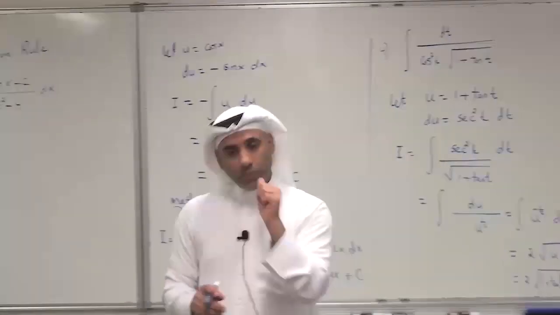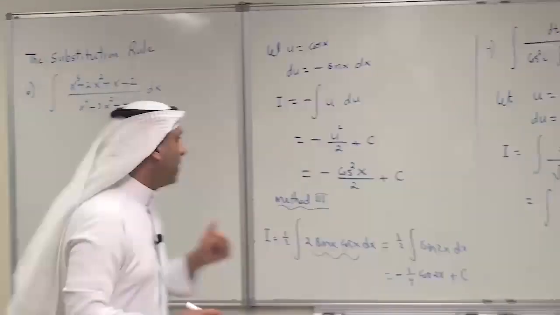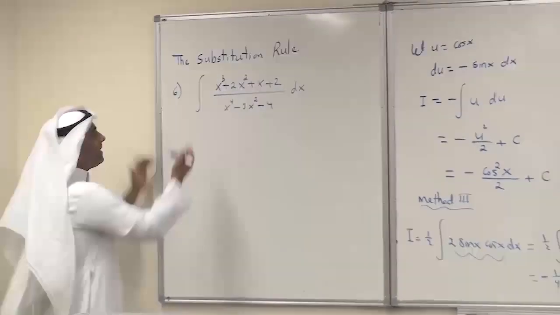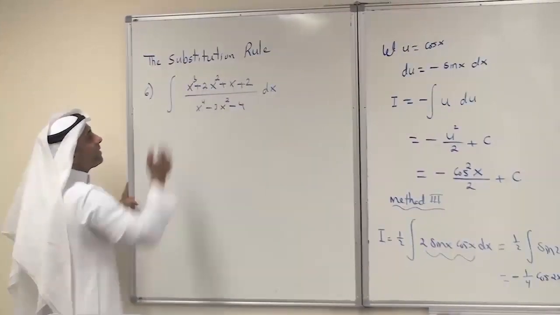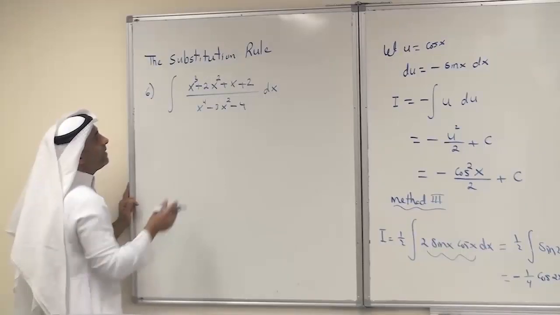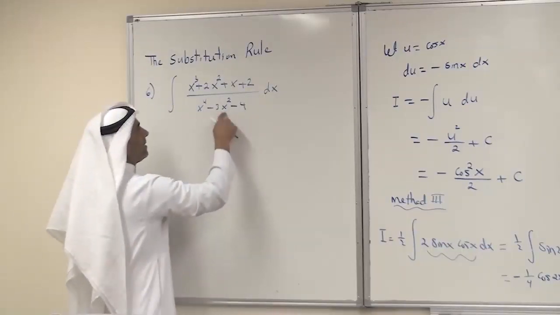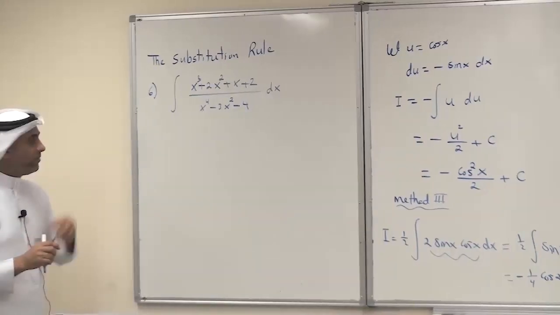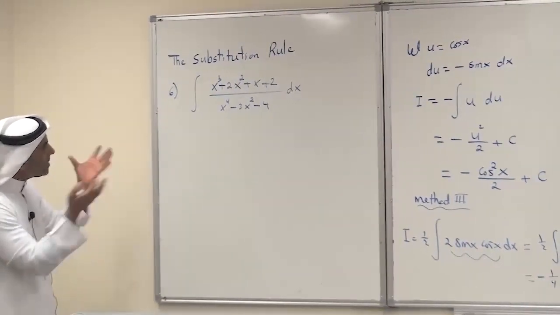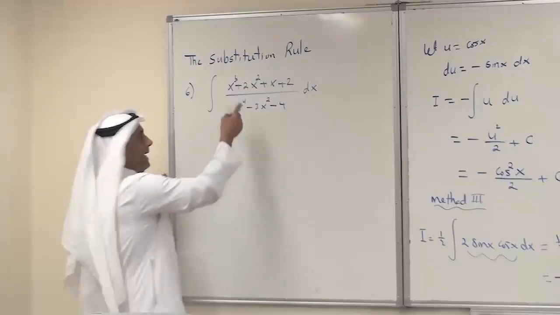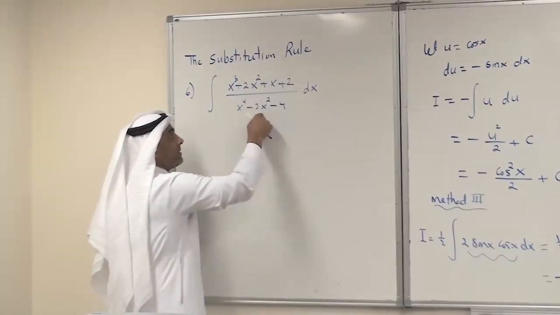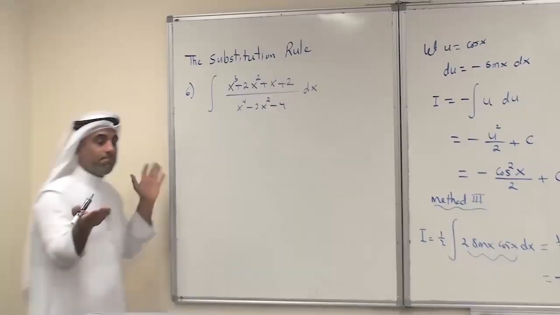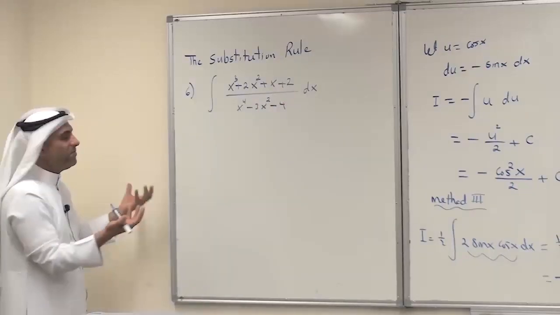Another example that will illustrate this idea is this expression here that says integrate x cubed plus 2x squared plus x plus 2 divided by x to the 4 minus 3x squared minus 4 dx. From the first look, we have no clear substitution because I don't have the derivative of this, and also I don't have the derivative of that one, so there is no clear substitution for you.